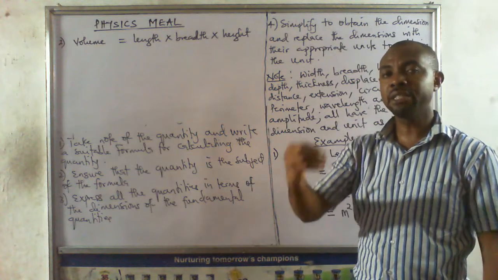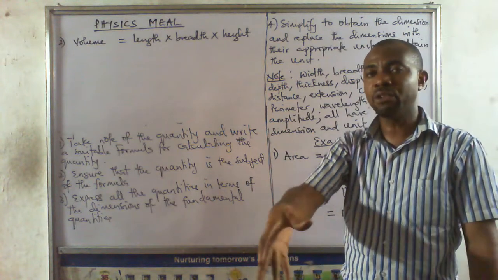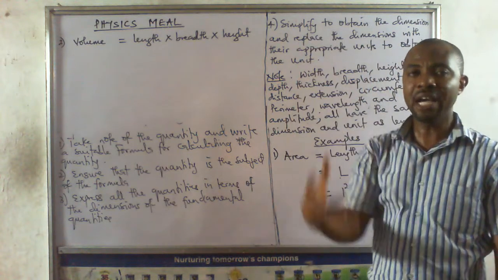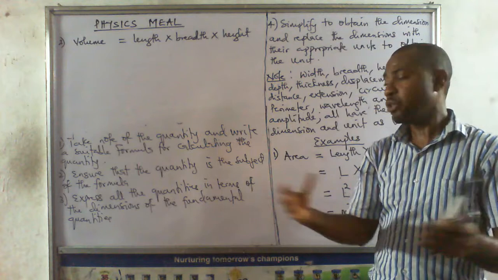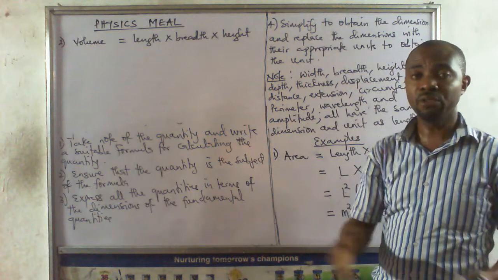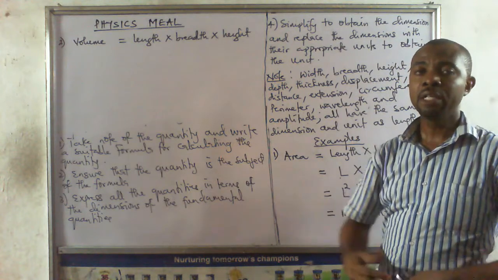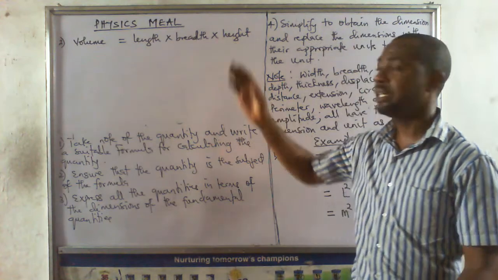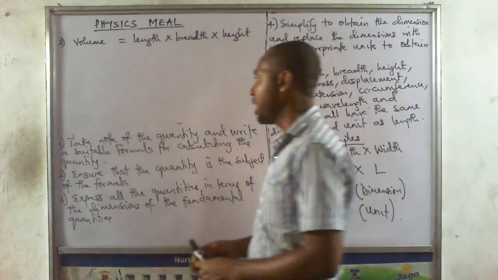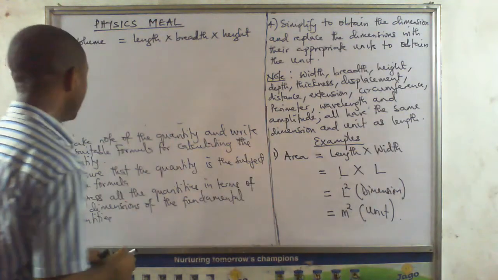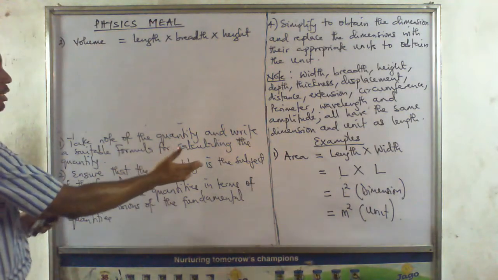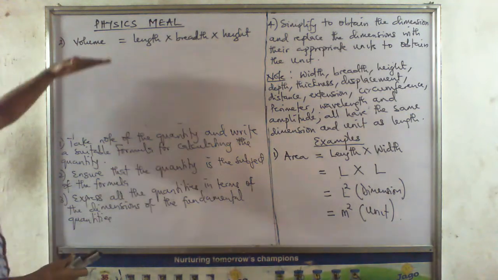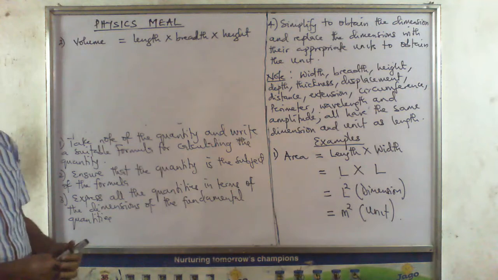Because in some cases, a quantity may not be the subject of formula. It may be inside another quantity. So we need to make it the subject of formula following our steps. But here, volume is length times breadth times height. That's the first thing we are asked to do. Then the next thing is to ensure that the quantity is the subject of formula. Here, volume is actually the subject.